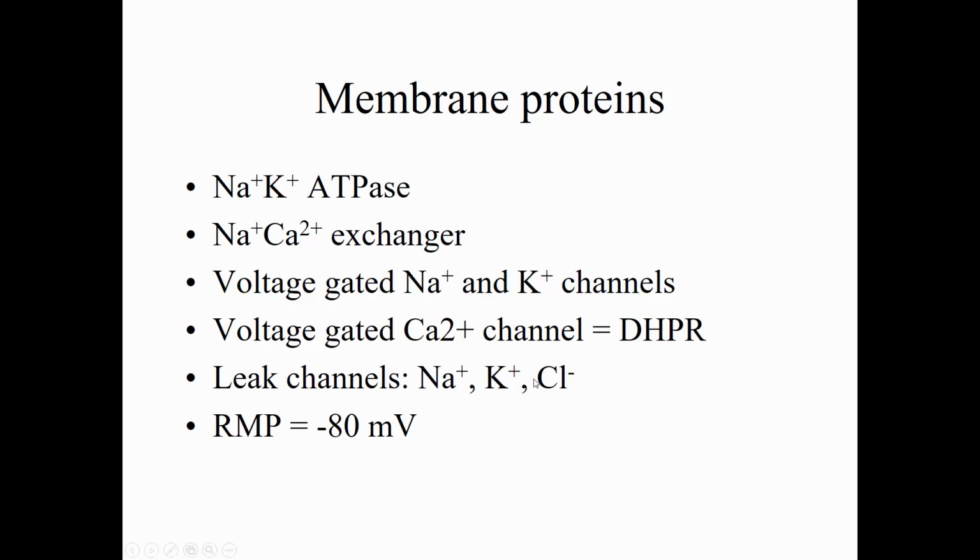We also have leak channels for chloride, and we have quite a few of those. So if you, in combination, think about the action of these leak channels, the resting membrane potential is minus 80 millivolts. It's a little more negative than what we saw in a central nervous system neuron.